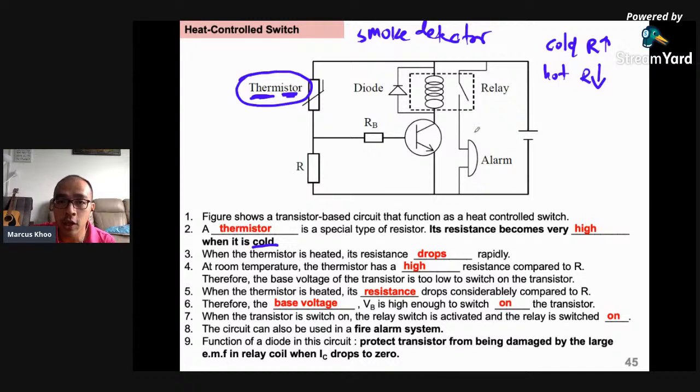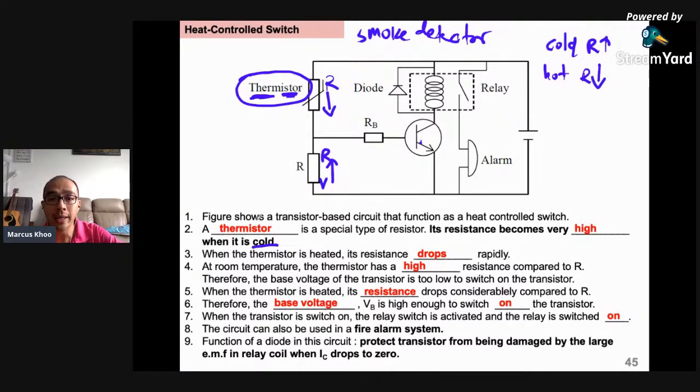So how does it function? How do we want to turn on the alarm? We want to turn on the alarm bila transistor switch on. Kan? But transistor can only switch on kalau resistance di sini adalah lebih tinggi daripada sini. Here must have high resistance in order to have high voltage. Here must have low resistance.